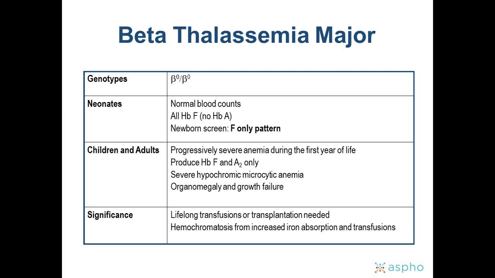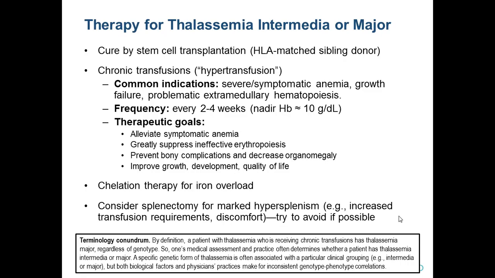An F-only pattern in someone who's not an extreme preemie, that person, even though they have normal blood counts, should be followed very carefully and should probably be suspected of having beta thalassemia major, because in the first 6 to 9 months of life, as gamma chain production turns off, there's no beta production to turn on, and they get progressively severe anemia, and they produce only F and A2. Eventually, if you don't do anything, which you shouldn't, you should do something, they'll develop severe hypochromic microcytic anemia or organomegaly and growth failure. Of course, you want to intervene before then. They'll need lifelong transfusions, or you can always cure them, and then they'll mainly get hemochromatosis from their transfused blood.